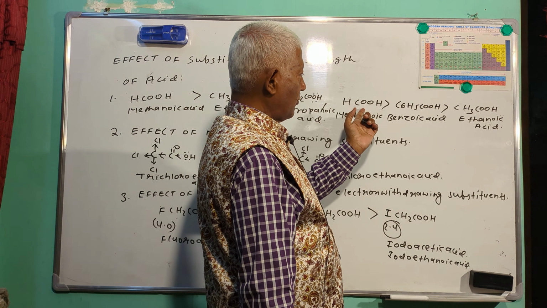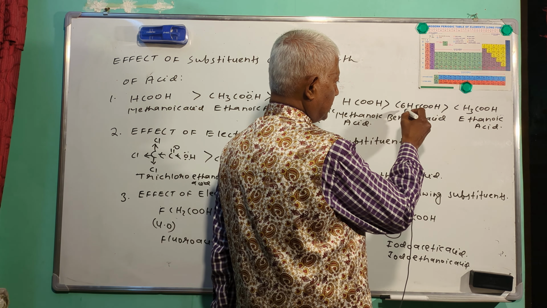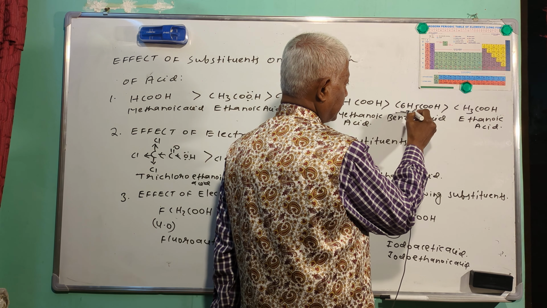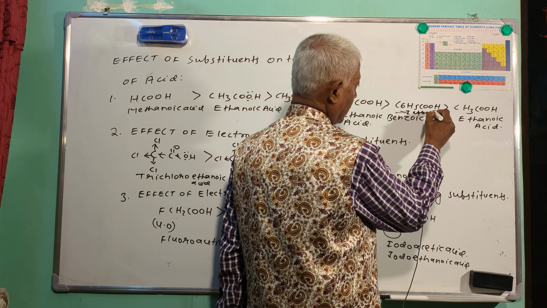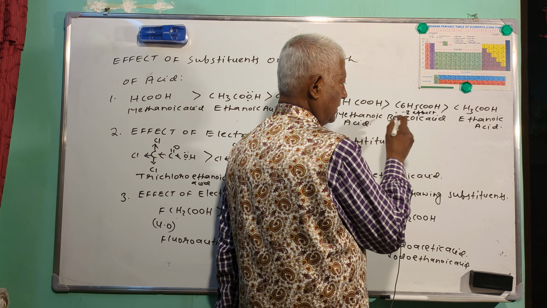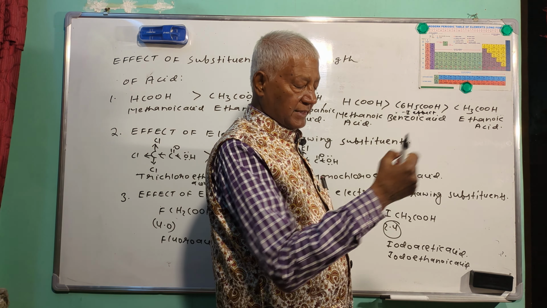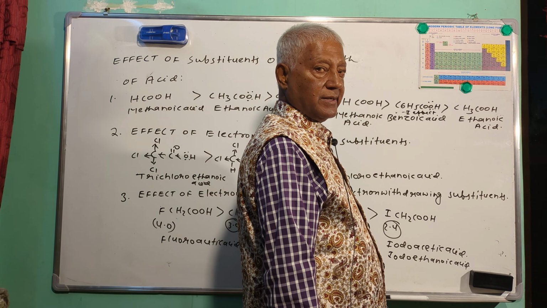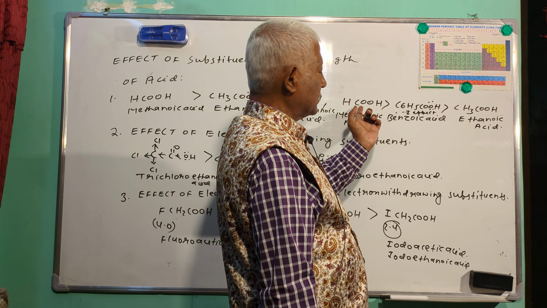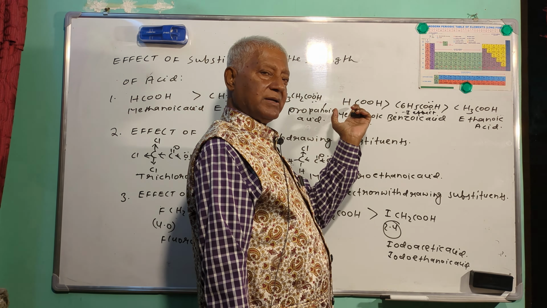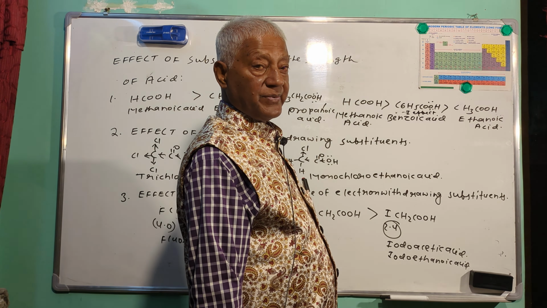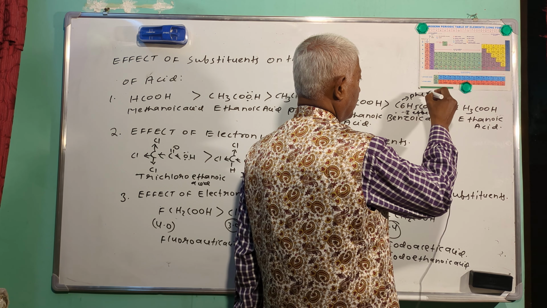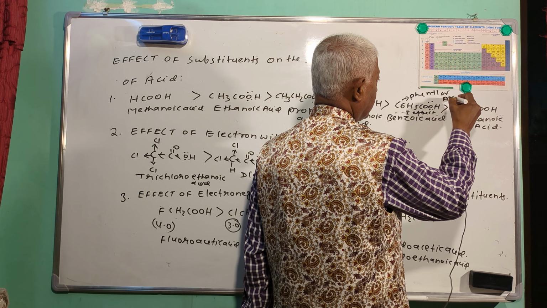Methanoic acid and benzoic acid. Here C6H5 has a negative inductive effect. What is the nature of C6H5? It withdraws the electrons, so the electron density is somewhat lower over here. That is why it is less acidic with respect to methanoic. Why? In methanoic there is no alkyl group or phenyl group. C6H5 is a phenyl group, also known as an aryl group.